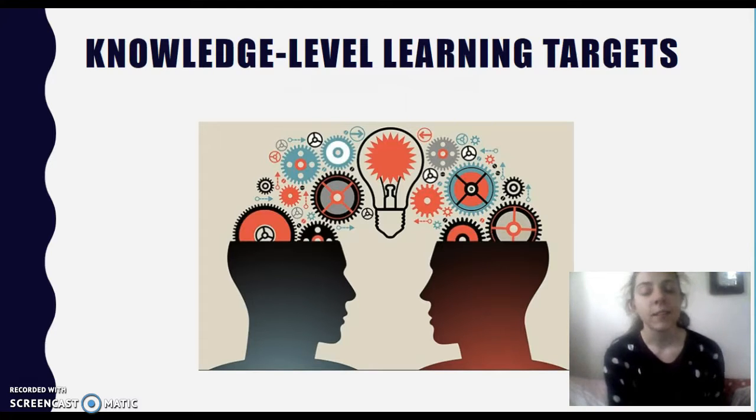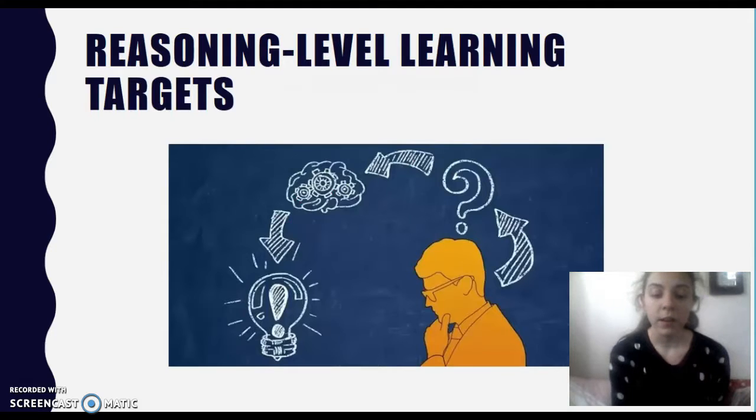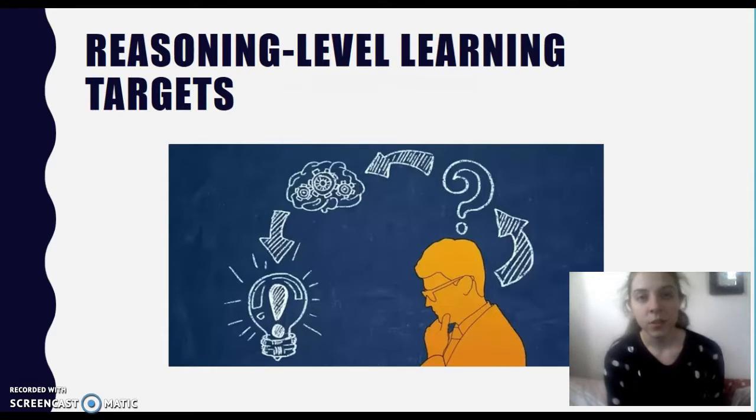But it doesn't mean that these are necessarily low-level learning targets. There can be higher-level learning targets dealing with knowledge as well. Reasoning level learning targets have to deal with the thought processes students are to learn to execute. So this is things such as predicting, inferring, comparing, and evaluating. Things that have to do with thinking.